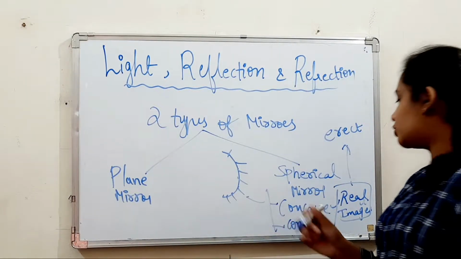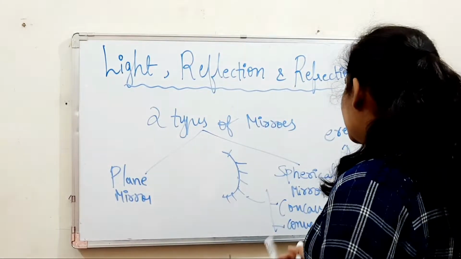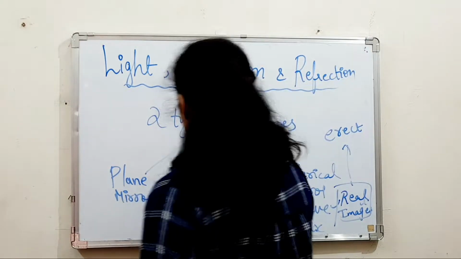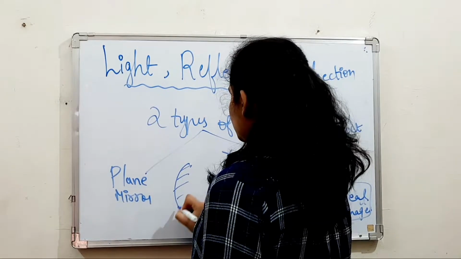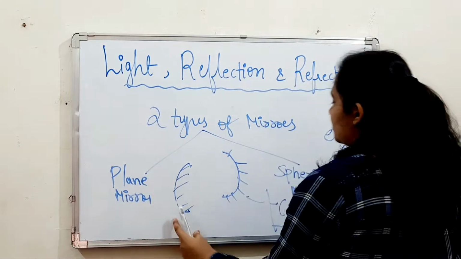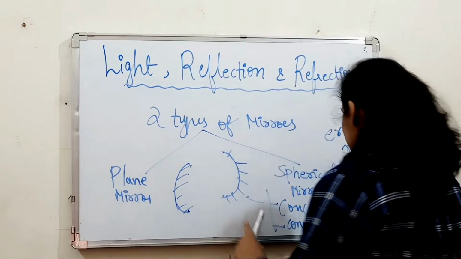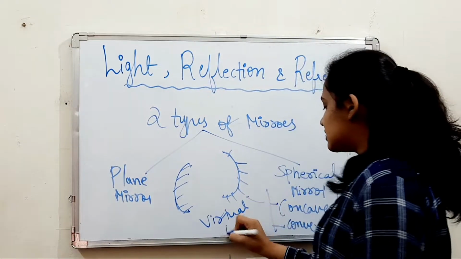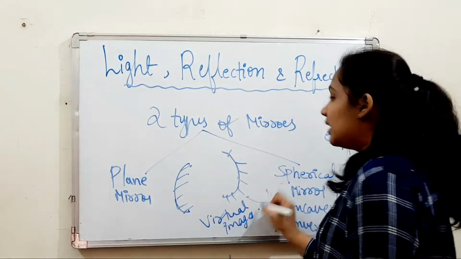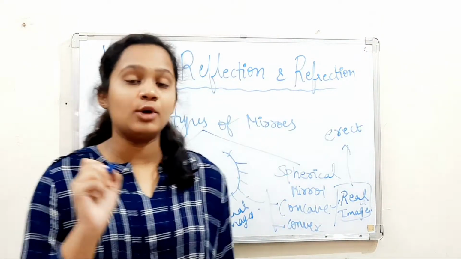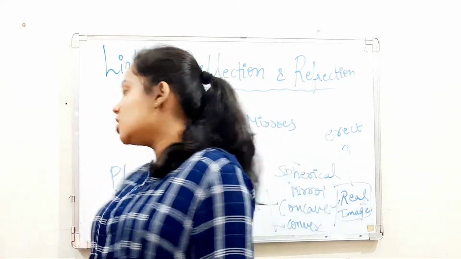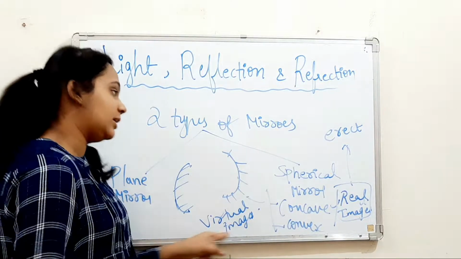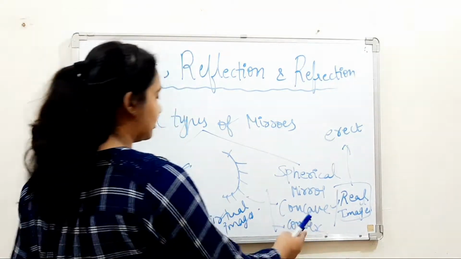Convex mirrors are highly opposite to concave mirrors. अब convex mirrors कैसे होते हैं मैं बताती हूँ. Convex mirrors look like this. They are bulged outwards. The reflecting surface is bulged outwards, and the images formed will be virtual images. Virtual images in the sense they actually do not meet, but they appear to meet at a certain point. So these are called convex mirrors, and the image formed will be diminished and upright.